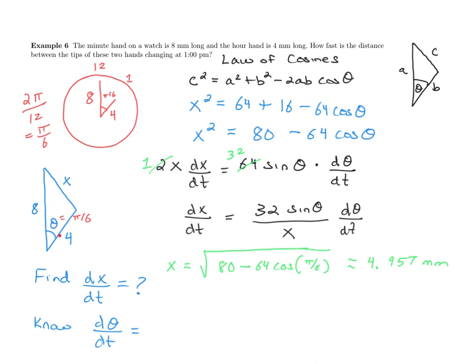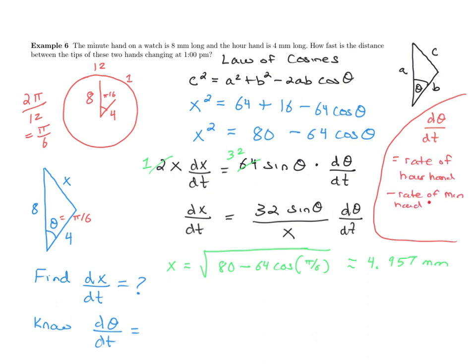That's the rate at which this angle is changing. And at 1 p.m., it's definitely a negative rate. So how would I figure out that? I'll put my work for that over here. Again, our goal is to find d theta dt. That should be the rate that the hour hand is traveling around the circle minus the rate that the minute hand is traveling around the circle. So if we take the difference of those two rates, I'll write that over here, the rate of the hour hand minus the rate of the minute hand.